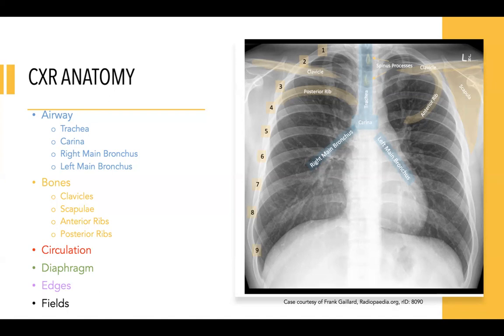Next, identify the intercostal spaces, which should be symmetrical. Larger intercostal spaces indicate an air trapping pathology consistent with conditions such as COPD and bronchial obstruction.